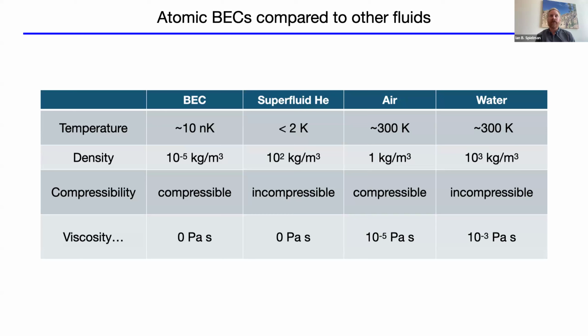The first thing that's very different are the physical scales at which we'll be looking for turbulence. Our Bose-Einstein condensate is ultra cold, ultra dilute, a compressible fluid, and has kind of zero viscosity. Now, viscosity is a bit of an interesting question, but certainly it's a superfluid. Superfluid helium-4 is much warmer. It's much denser. It is incompressible and is also superfluid. Air is less dense than helium, more dense than a BEC. It's compressible and it has viscosity. And similarly, water is an incompressible viscous fluid.